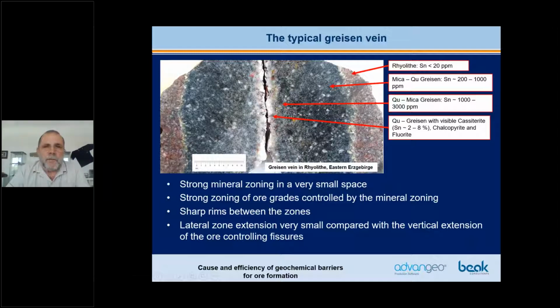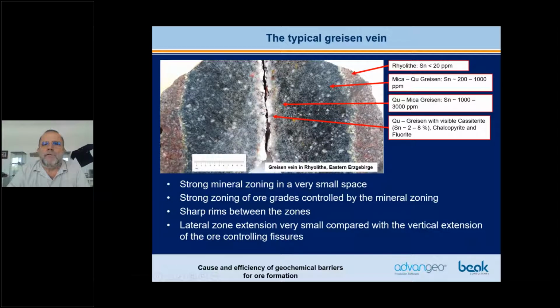So we have here a mica quartz greisen and a quartz mica greisen. The ratio of quartz and mica differs from here to here. The quartz amount increases from here to here. In the central zone, it's almost quartz, but with visible cassiterite grains up to 3, 4, 5 millimeters, with chalcopyrite, with fluorite. The tin grade here in the center reaches 5-10%.